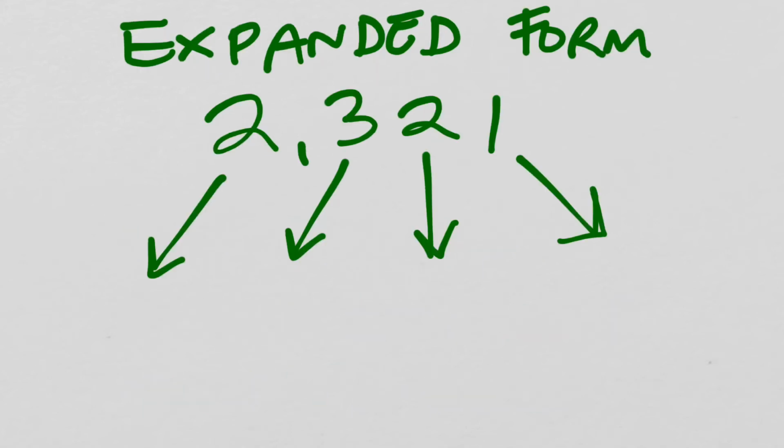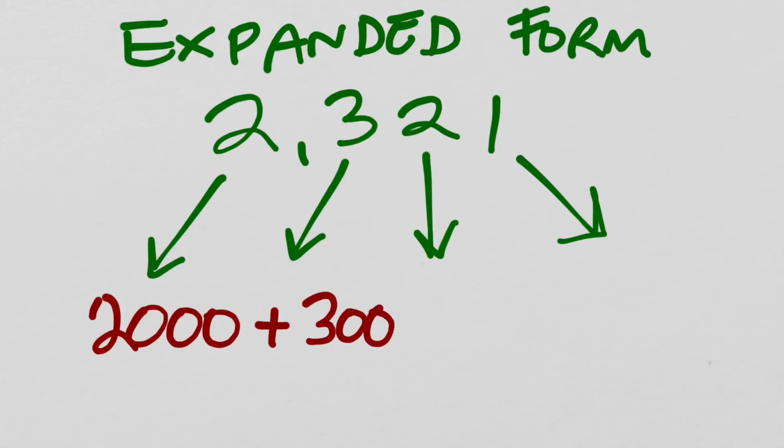Now expanded form is written in several different ways. The easiest way to write it is this. If you take each digit and write what it's worth. So if we take a look at that 2 there, that first 2, that's worth 2,000. And we're going to write it like it's a sum, like we're adding it together. So that 2,000 plus the 3 there, that 3 is worth 300, plus the 2 there, that 2 is in the tens place, so it's worth 20, and then plus the 1, which is in the ones place and is just worth 1. So this is the simplest way of writing expanded form.